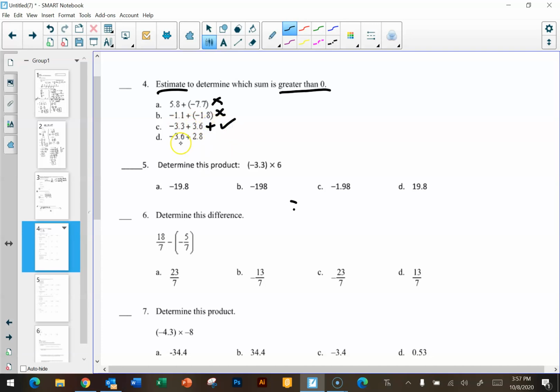So we know that one works. And this one is negative 3.6 and a positive 2.8. There are more negatives than positives, so it can't be that one. So it has to be C.